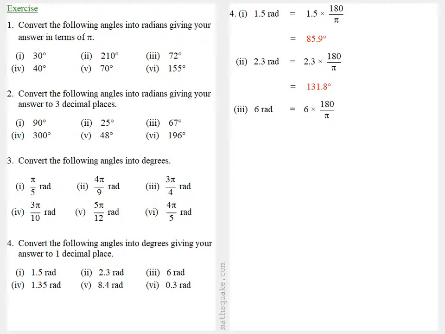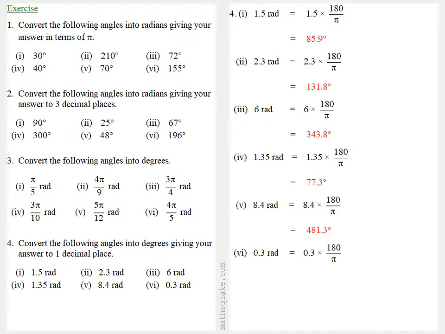6 radians becomes 6 times 180 over pi, or 343.8 degrees. In part 4 we've got 1.35 radians, so that's 1.35 times 180 over pi, or 77.3 degrees. In part 5 we've got 8.4 radians, so that's 8.4 times 180 over pi, which works out to be 481.3 degrees, and 0.3 radians is 0.3 times 180 over pi, which is 17.2 degrees.